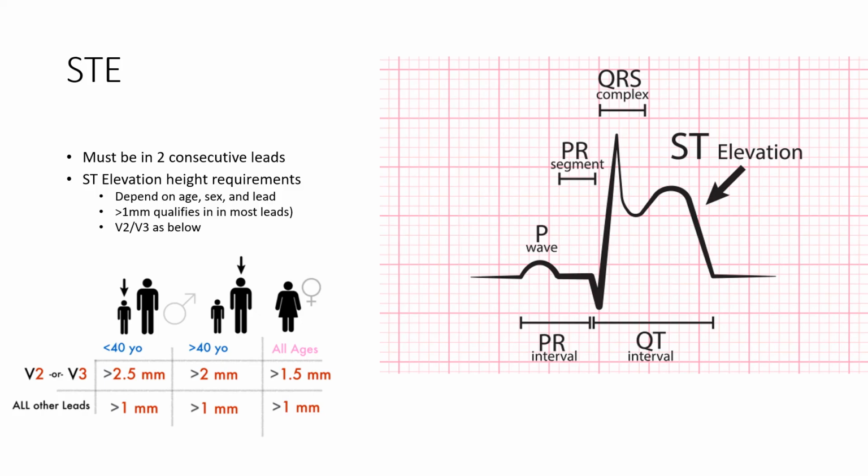So if you are over the age of 40 and a male, you need a 2 millimeter elevation in lead 2 and lead 3. If you're under the age of 40 and a male, it needs to be 2.5 millimeters. And if you're a female, it needs to be greater than 1.5 millimeters. In all other leads, if you have greater than 1 millimeter elevation in 2 consecutive leads, that is criteria for ST segment elevation, meaning you have a serious full thickness MI going on.